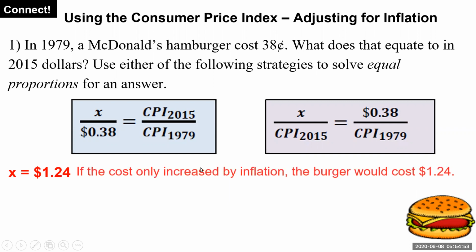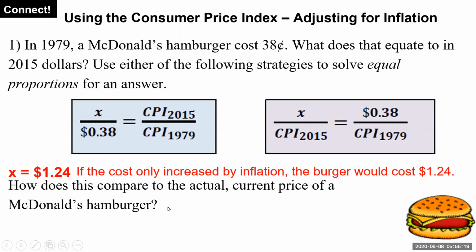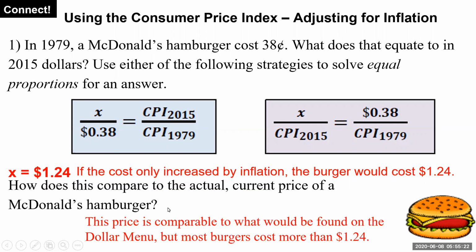So if we want to go by this, this is how the setup is. In 1979, a McDonald's hamburger cost 38 cents. What does that equate to in 2015 dollars? So we want to know, if we adjust for inflation, what will be the cost of a McDonald's hamburger in 2015, and the cost should be around $1.24. Is that okay?